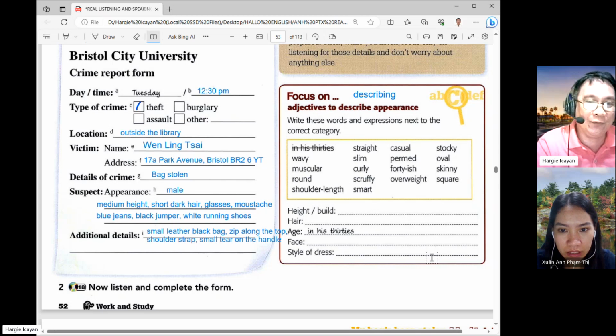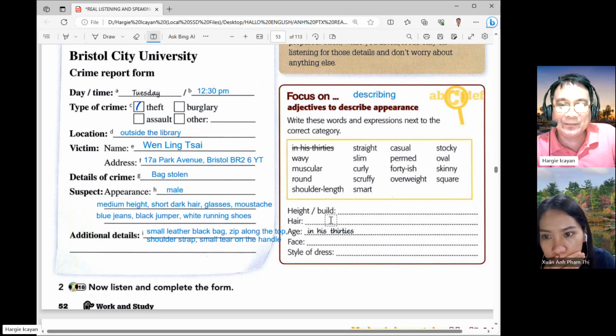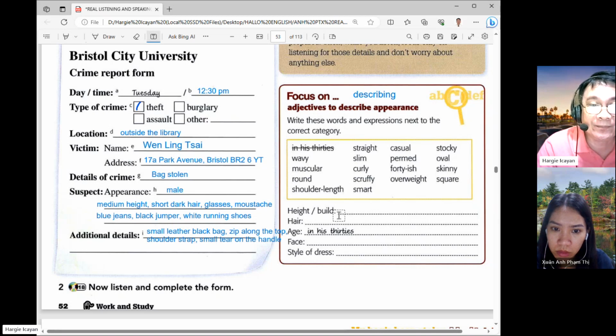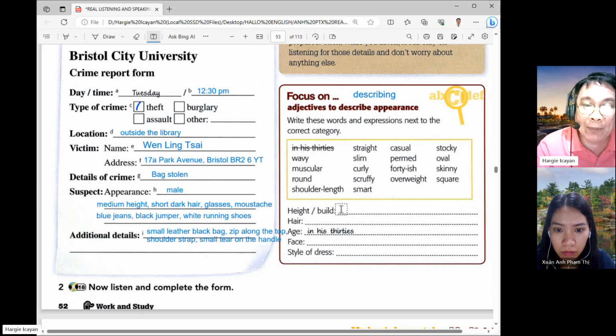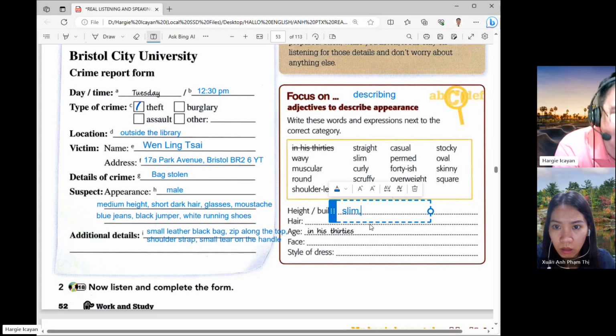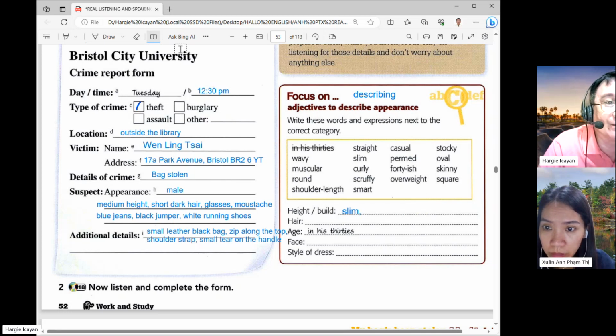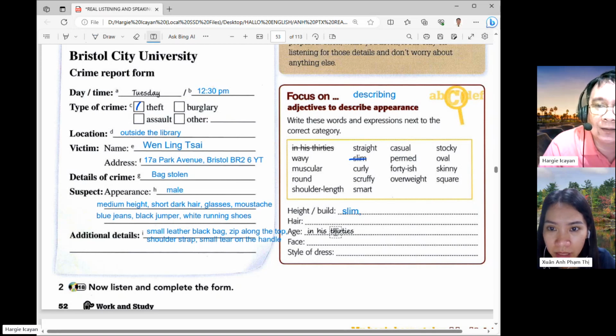Now, what adjective can we put in here if you're talking about the height or the build? So what do you think? The height. There are 1, 2, 3, 4, 5 that we can identify. Slim. Yes, right. So he has a slim body. What else aside from slim? How about casual, Anne? I don't know.